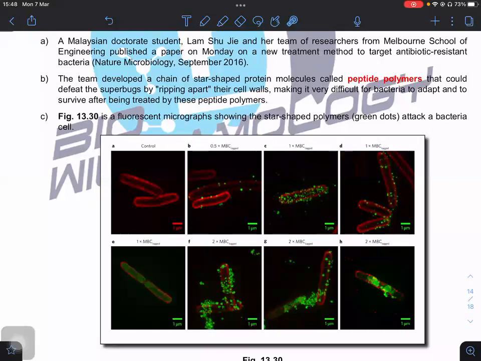So it's not an antibiotic. Can you see that? It's something like mechanical. The polymer binds to the cell wall and then rips apart the cell wall. When you break the cell wall, you can kill the bacteria. So this is a non-antibiotic approach to kill bacteria. Are you clear? Okay.